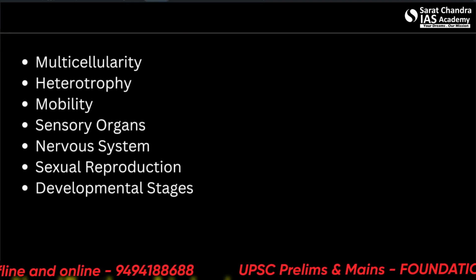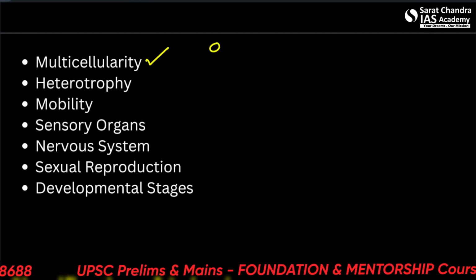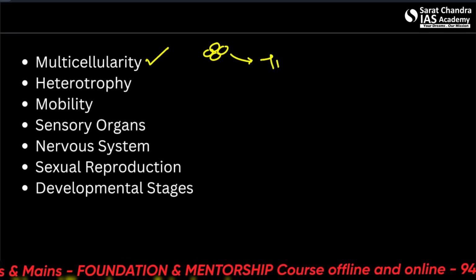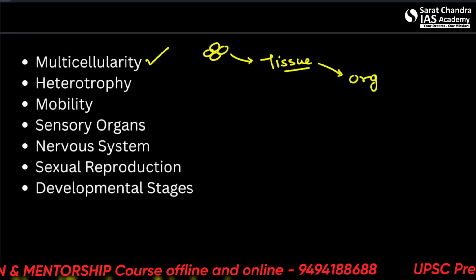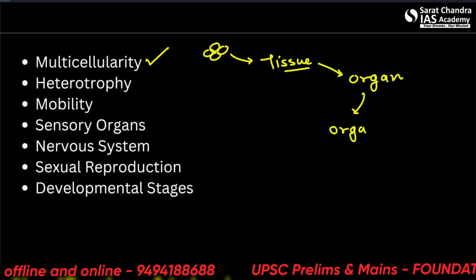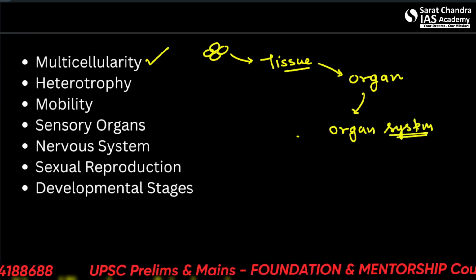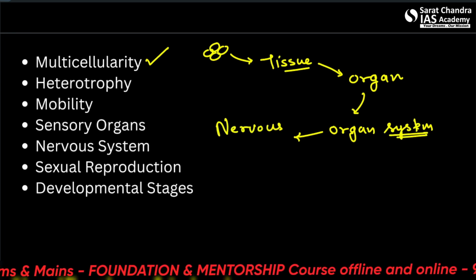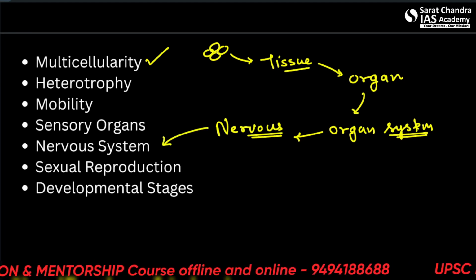Some defining features of animals are multicellularity. Almost all animals are multicellular. Please note down that when cells aggregate, they form a tissue. When tissues aggregate, they form an organ. When many organs aggregate, they form organ systems. And organ systems are often mechanized by the nervous system. There has to be a nervous system in order to function with organ systems.